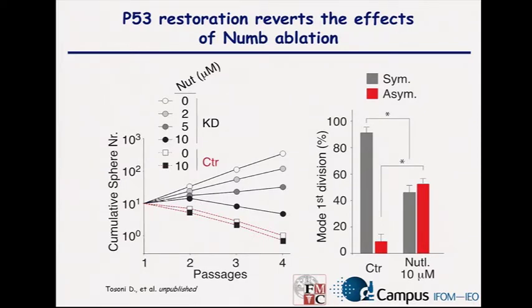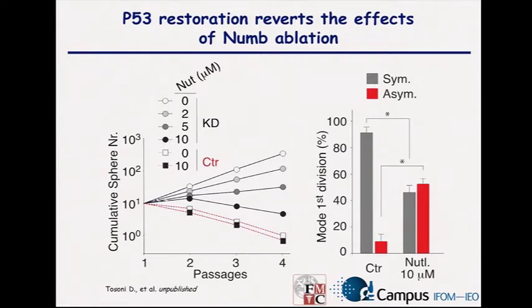This is done in a KD background, but the same happened in a KO background. If you take a NAM KD, you will see that the stem cells from the NAM KD expand. They are immortal. They divide symmetrically. If we treat them with increasing concentrations of nutlin, you see that they go to a mortal behavior, which is basically indistinguishable from the behavior of the control cells, of the wild type before the KD.